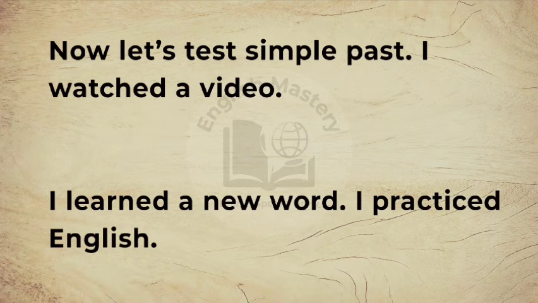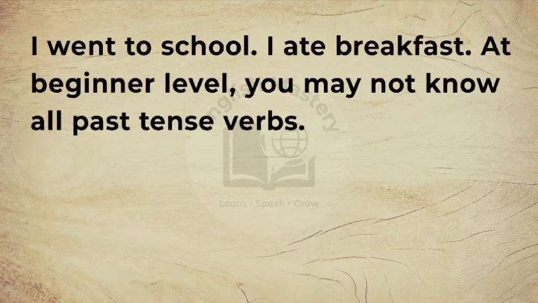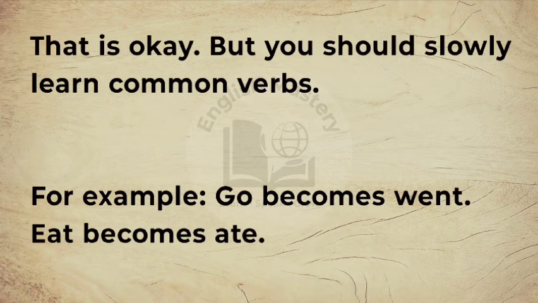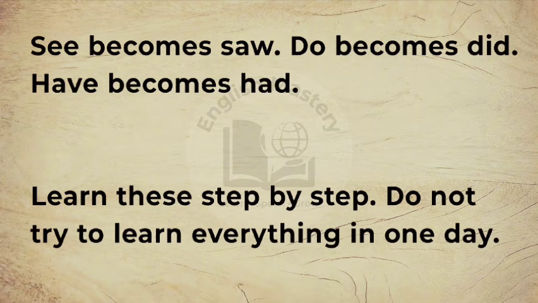Now let's test simple past. I watched a video. I learned a new word. I practiced English. I went to school. I ate breakfast. At beginner level, you may not know all past tense verbs. That is okay, but you should slowly learn common verbs. For example, go becomes went. Eat becomes ate. See becomes saw. Do becomes did. Have becomes had. Learn these step by step. Do not try to learn everything in one day.